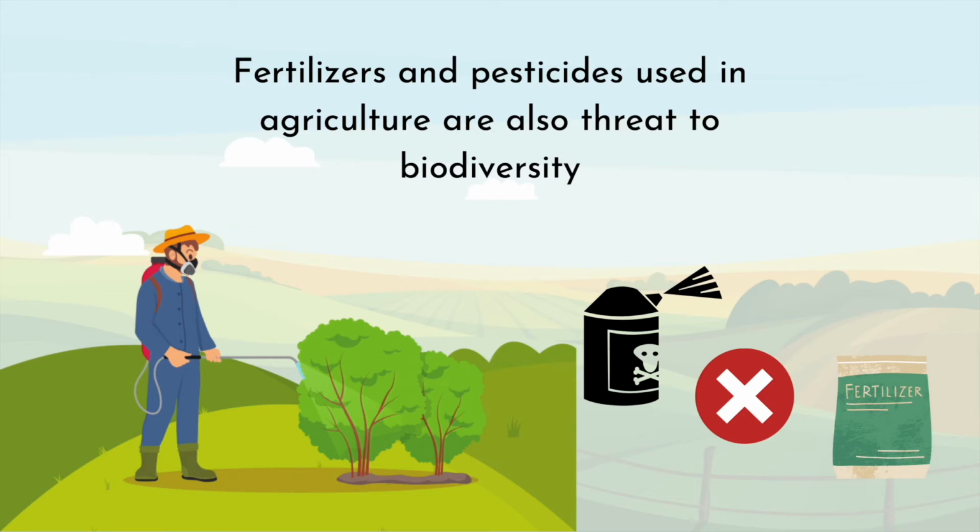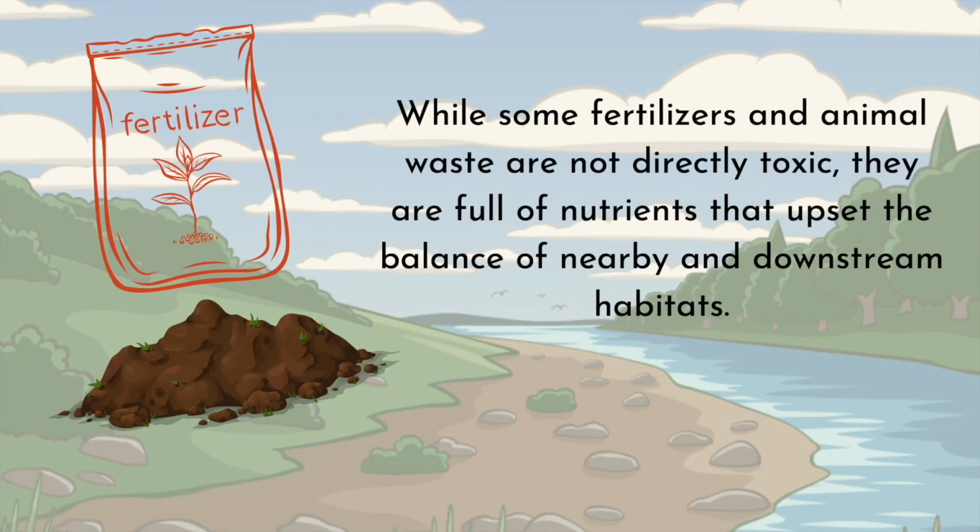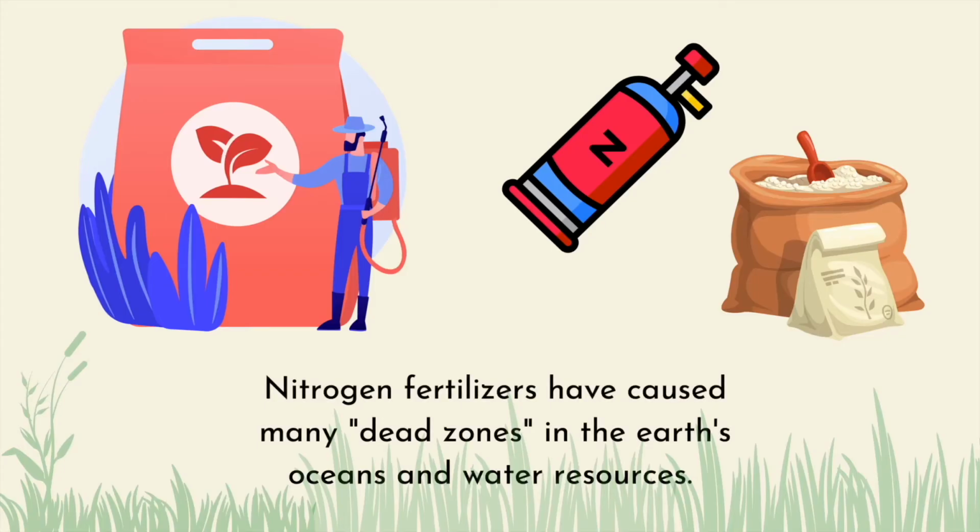Pesticides do a great job of getting rid of pests, but on the other hand, they also kill other insects as well as beneficial microbes in the soil. Then, the harmful chemicals make their way into the soil and the water, affecting fish and other organisms. And while some fertilizers and animal waste are not directly toxic, they are full of nutrients that upset the balance of nearby and downstream habitats. And nitrogen fertilizers have caused many dead zones in the Earth's oceans and water resources.